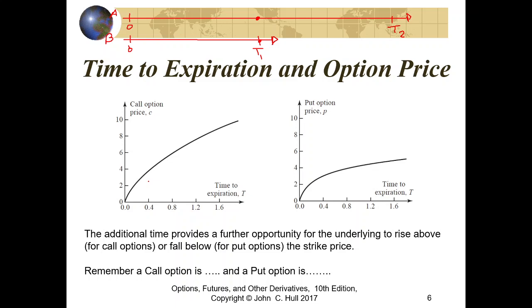Logically speaking, I should not expect a large movement in the stock price over the course of 1 day. But it is reasonable to expect that there will be a large movement in the stock price over the course of 1 year. For this reason, when we extend the time to expiration, the probability of the option being exercised in the money will be higher. That is another explanation why, as we increase the time to expiration, both option prices will increase.